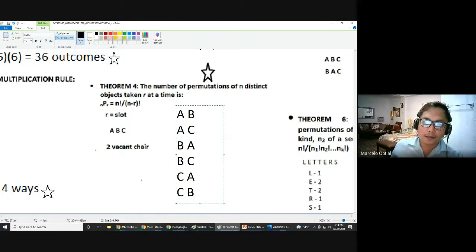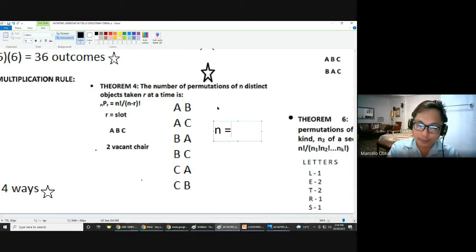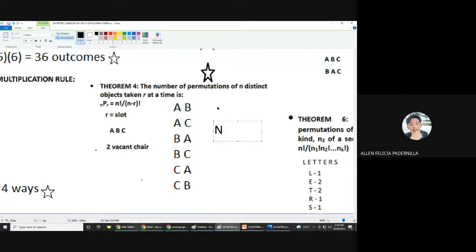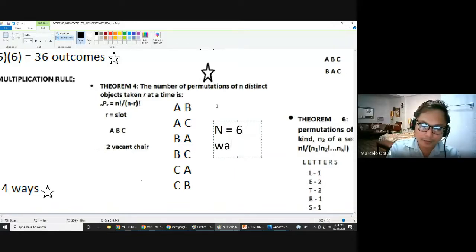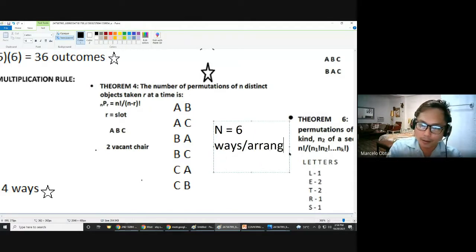Okay? Can you count, Allen? Ilan lahat, Allen? Since you told us that wala na. 6 po, sir. Okay, 6. So there are 6 ways or arrangements, no? So I think I need to introduce the permutation here, no? Kasi permutation pa rin ang number 4. Okay?